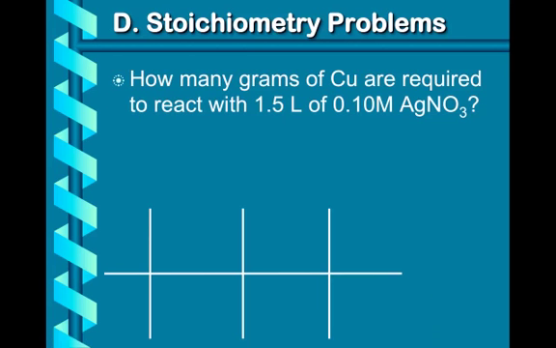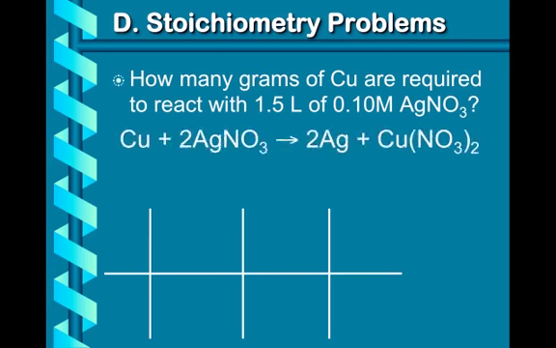Our next example deals with liquids, liquid stoichiometry, or solution stoichiometry. It says how many grams of copper are required to react with 1.5 liters of a 0.10 molar, that's what the big M stands for, silver nitrate solution. Remember, molar stands for moles per liter. Alright, so let's write a balanced chemical equation. We're using the exact same chemical equation from the previous problem.